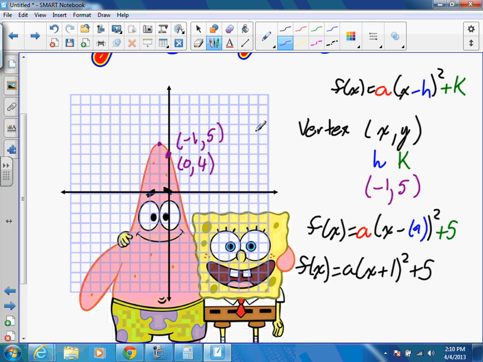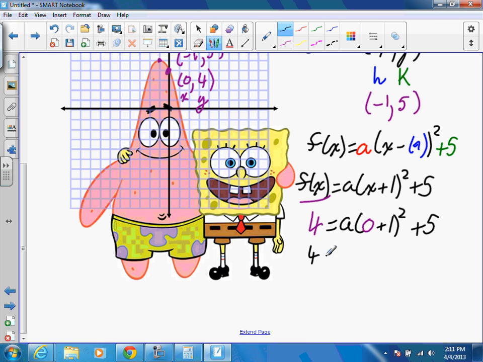So what that means is, for our x, we're going to plug in the value of 0, and our y, we're going to plug in 4. f(x) represents y, so we replace f(x) with 4, is equal to a, which is our unknown, (0 + 1)² + 5. We're then going to simplify. We're going to get a(1)² plus 5.